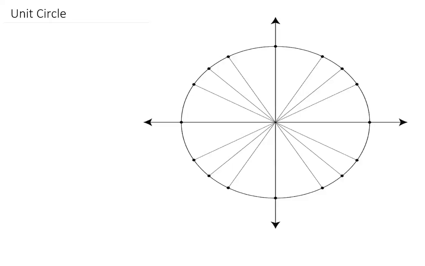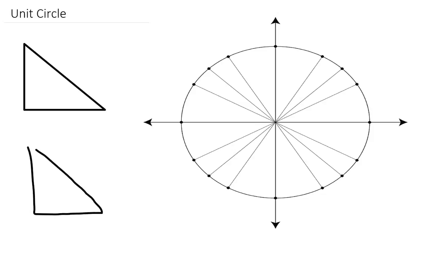When we're talking about a unit circle, we are talking about the circle that is created from the three main triangles that we have talked about. In geometry, we talked about two different triangles, one of them being a 30, 60, 90 triangle, the other being a 45, 45, 90 triangle.